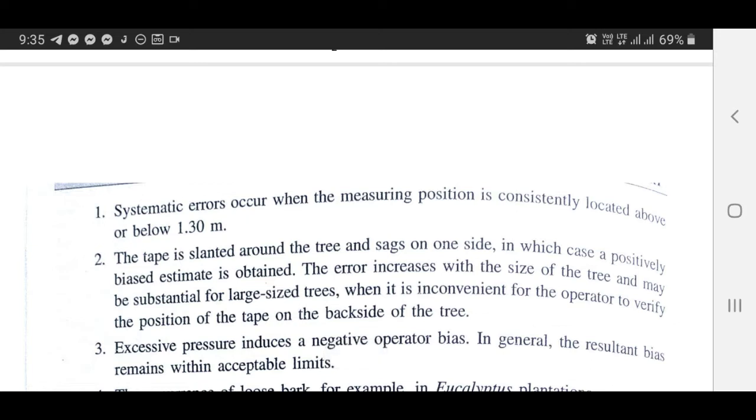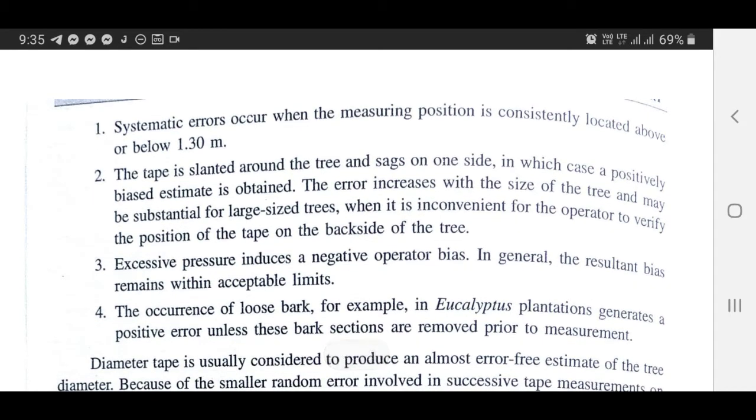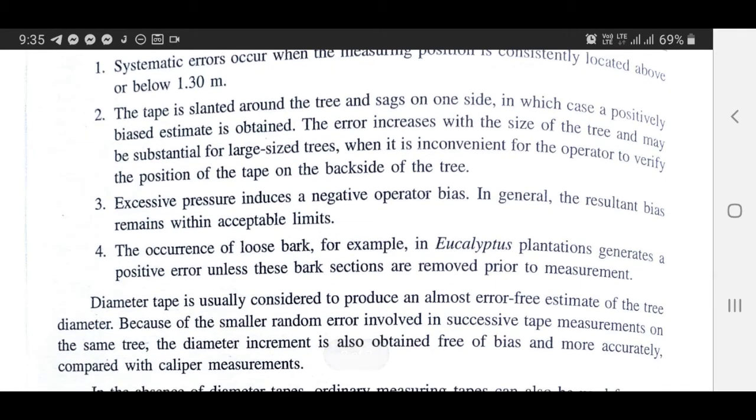Systematic errors occur when the measuring position is constantly located above or below 1.30 meter. The tape is slanted around the tree and sags on one side, in which case a positively biased estimate is obtained. The error increases with the size of the tree and may be substantial for large sized trees when it is inconvenient for the operator to verify the position of the tape on the back side of the tree. Excessive pressure induces a negative operator bias. In general, the resultant bias remains within acceptable limits.